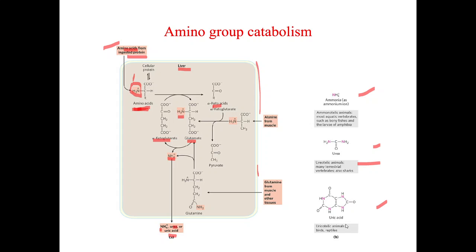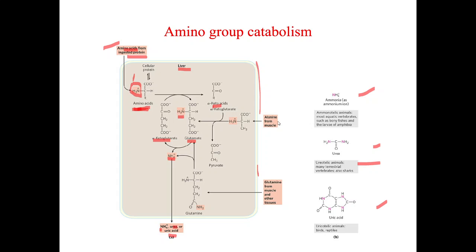So uric acid is formed in this animal as the excretion product of ammonia. That is uricotelic. So there are different groups based on how ammonia gets excreted: ammonotelic, ureotelic, and uricotelic. These are the different forms in which ammonia gets excreted.